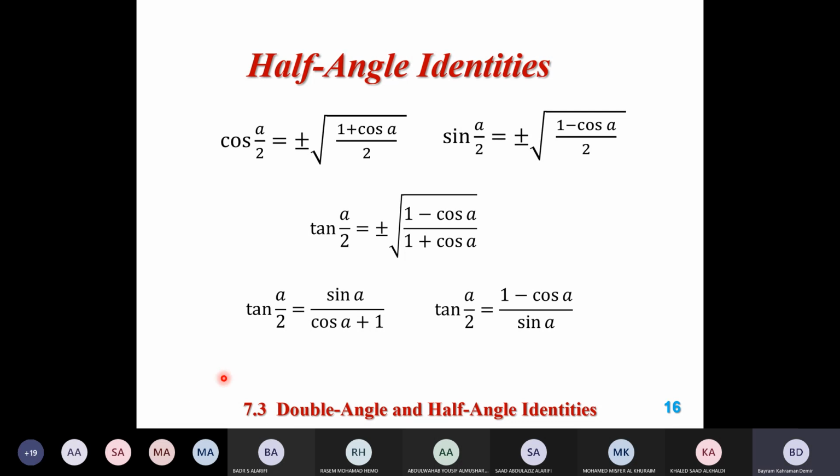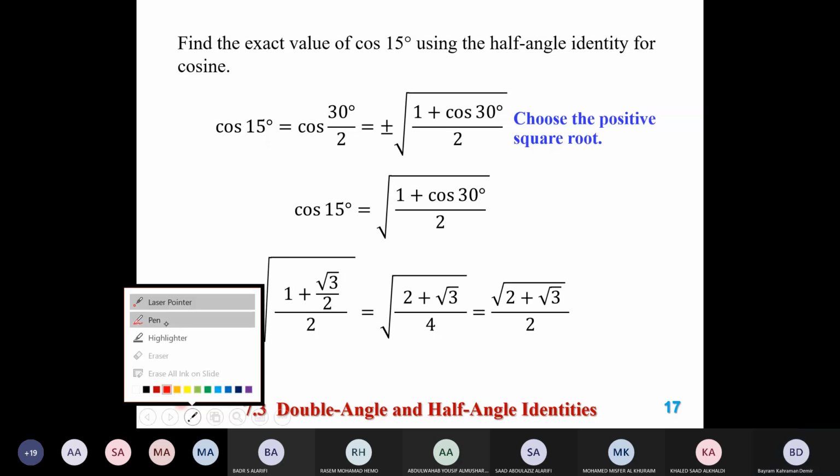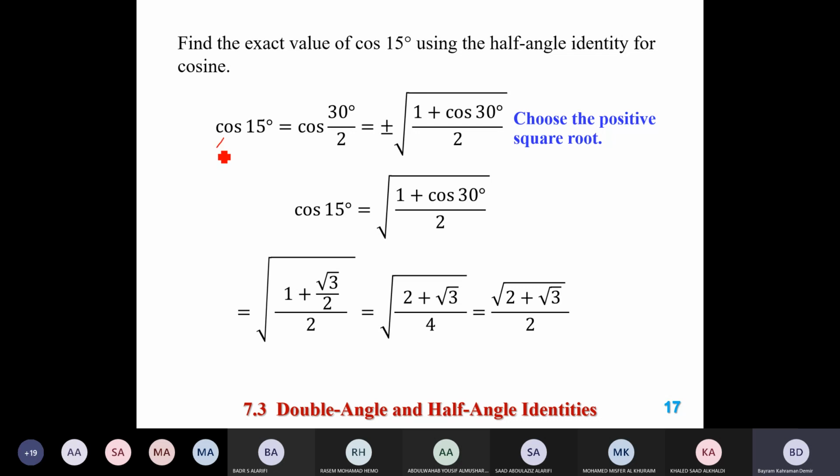Okay. Now everything you need to memorize is here, Shabab. Half angle formulas are on page 16, slide number 16 of these class notes. Here is an example. I'd like to calculate cosine of 15. Well, I know how to calculate cosine of 15 the other way, right?